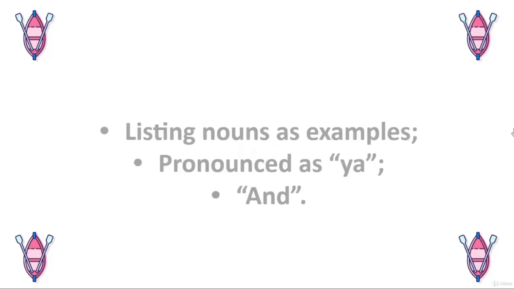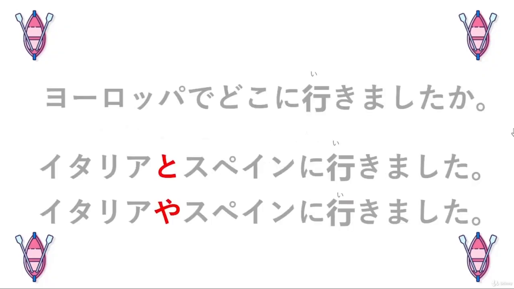Particle ya. Ya. So this one is for listing nouns as examples. It means and it is pronounced as ya. So let's take a look at these examples. ヨーロッパでどこに行きましたか? ヨーロッパで in Europe. どこ where 行きましたか? Where did you go in Europe?